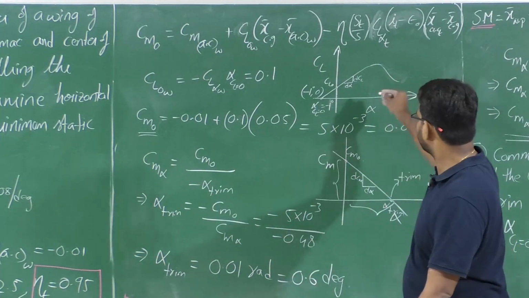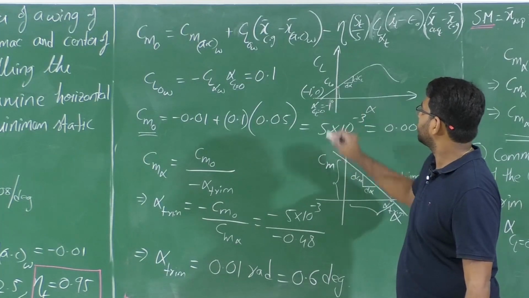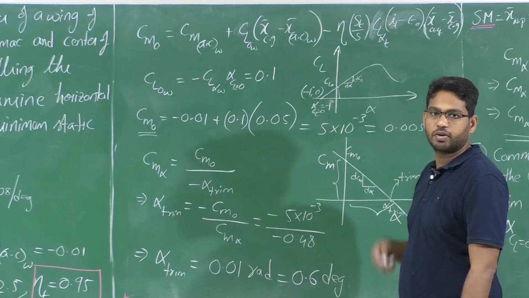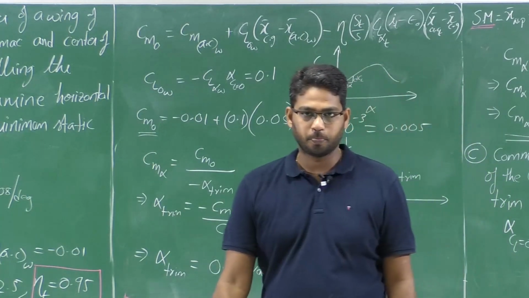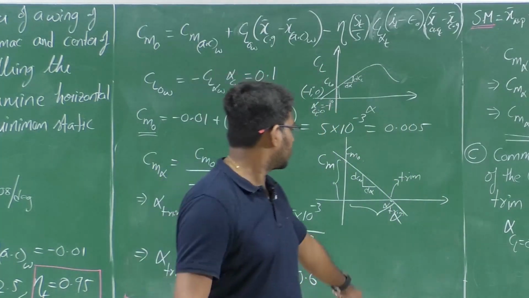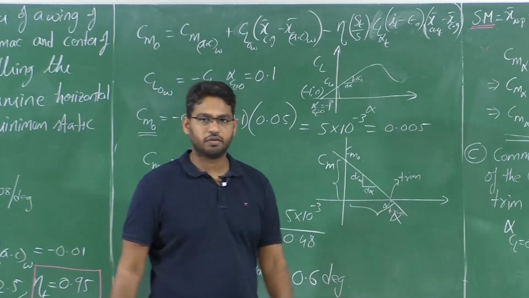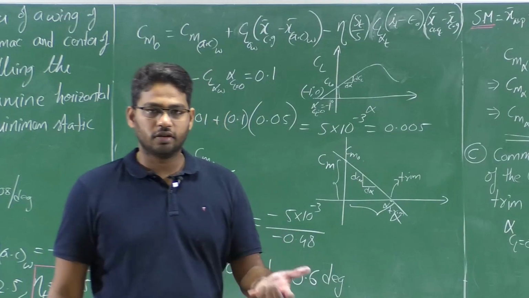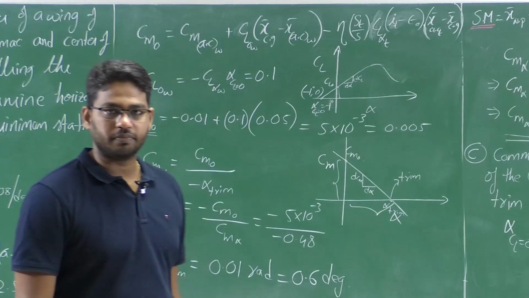And we know from the CL versus alpha that at 0.6 degrees the value of CL is quite less. We may not be flying at the desired CL. The corresponding CL for this particular trim angle of attack is the design CL, and it may not be satisfied with this particular alpha trim.